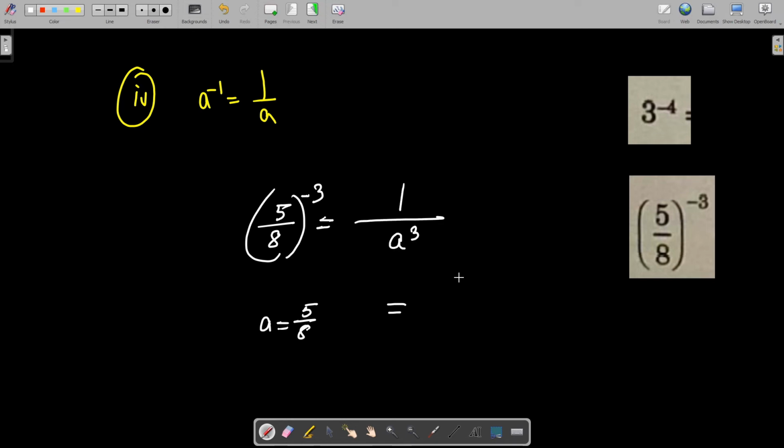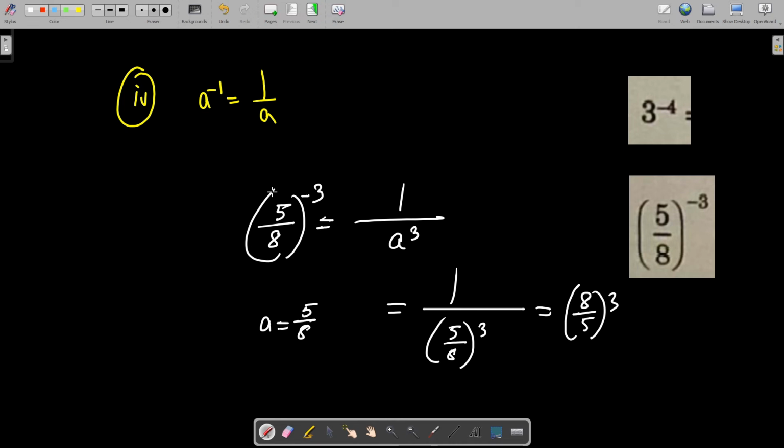So in place of a, I'm going to write 5 by 8 whole cube. Okay. Now 5 by 8 whole cube is what? It's simply 8 by 5 whole cube. Okay. So I have broken down the steps so that you can understand.